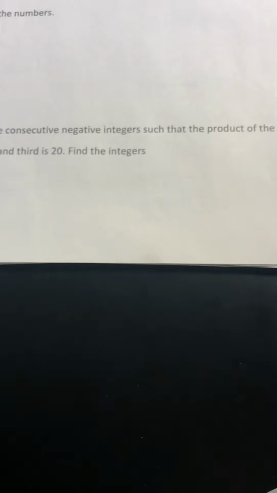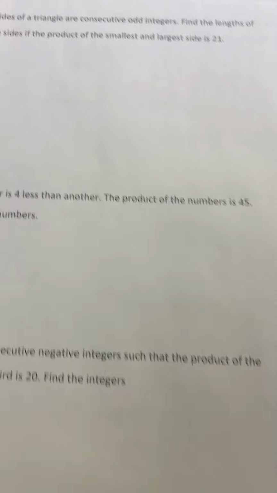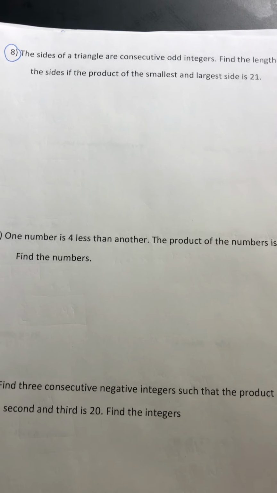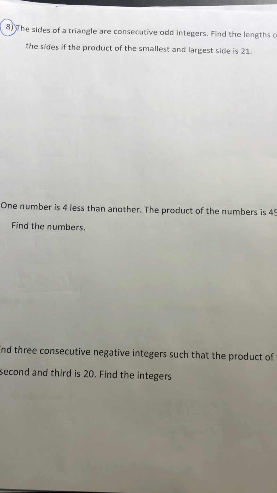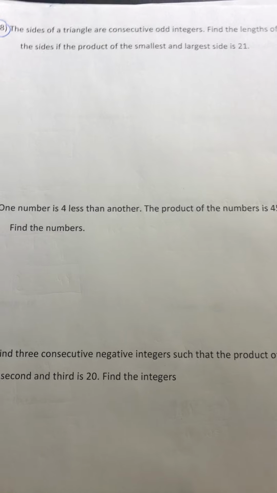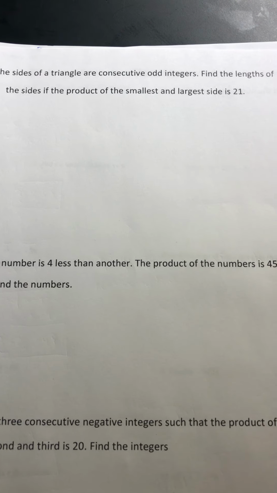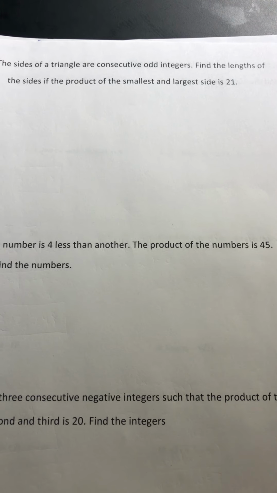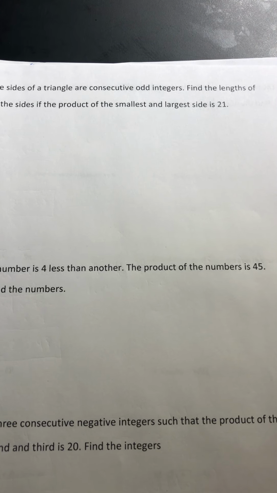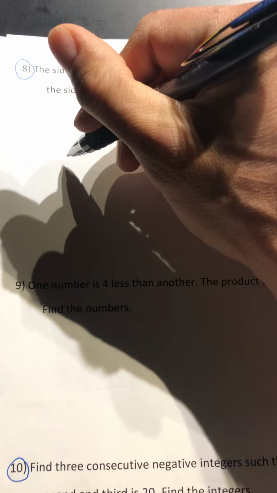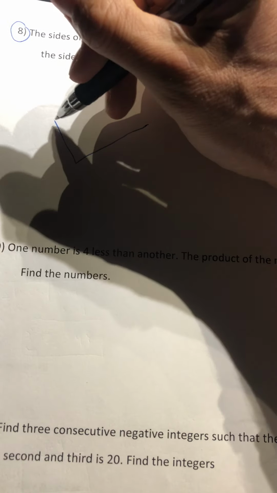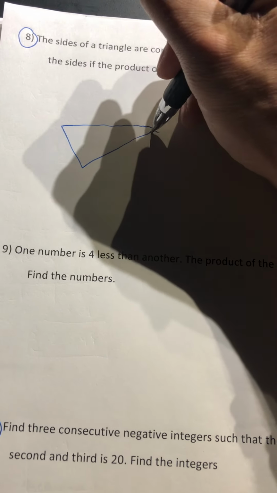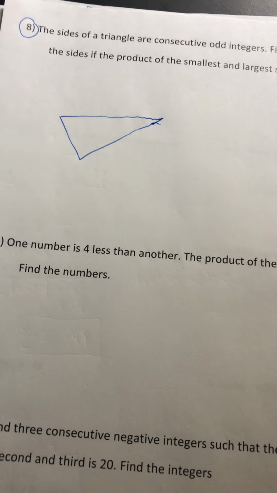Please take a look at the next page. Number 8, we are going to set up. This one says, the sides of a triangle are consecutive odd integers. So they're consecutive odd numbers. So that'd be like counting 1, 3, 5, 7, 9, 11, and so on. So no two numbers are the same. So because they're consecutive odd, we have a triangle that will have 3 sides that are not the same.